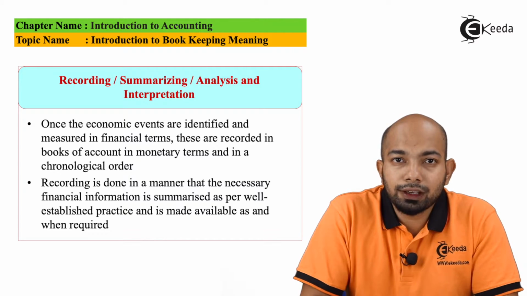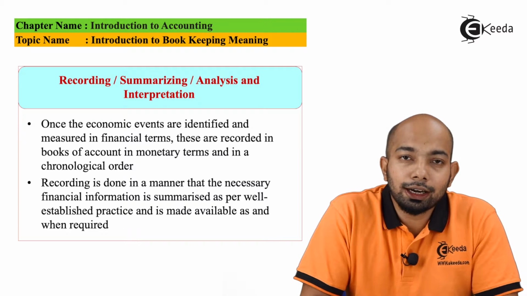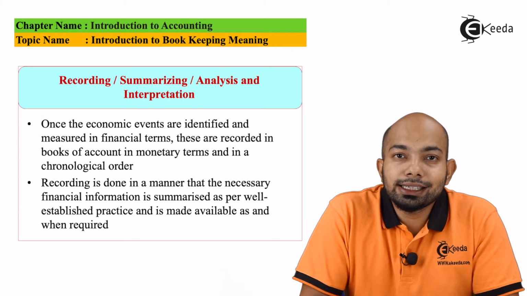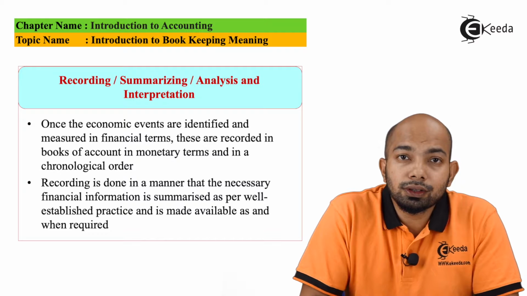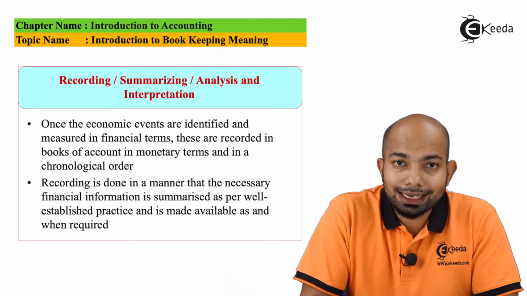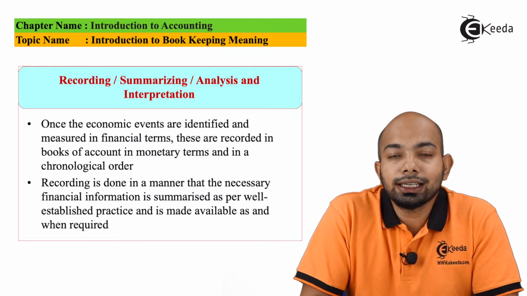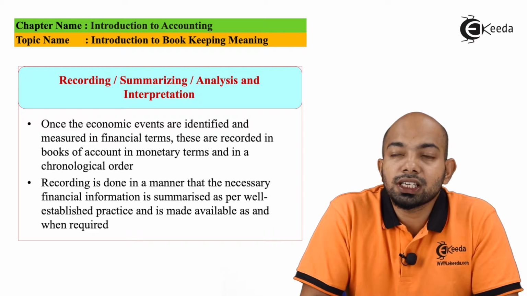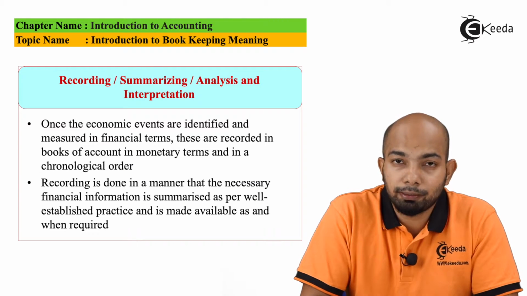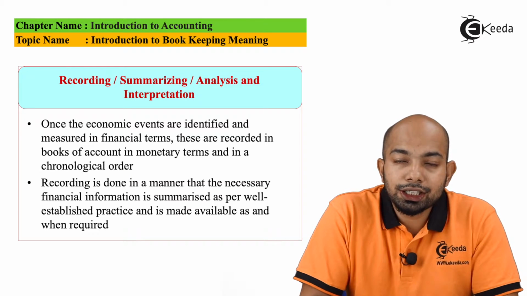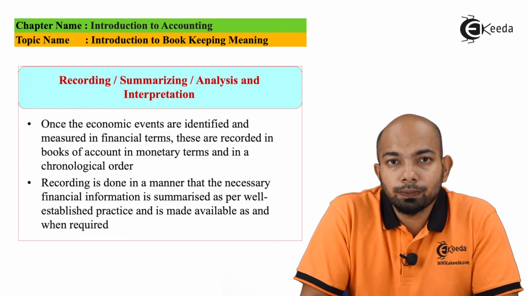For example, if we have a purchase transaction, we'll be categorizing those purchase transactions under one book. If we have sales transactions, we'll be recording these sales transactions under one book. If we have certain expenses, incomes, gains, or losses, they will be categorized according to their category, and then mentioned in the specific registers or books that we maintain.